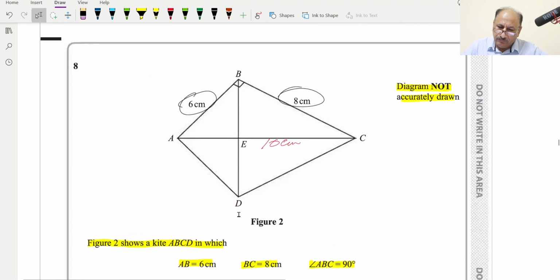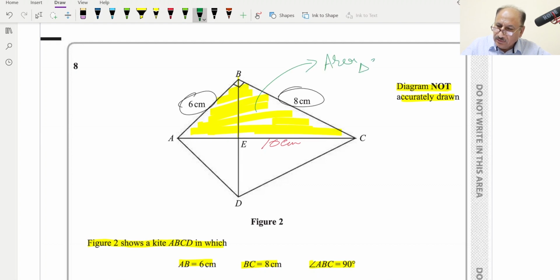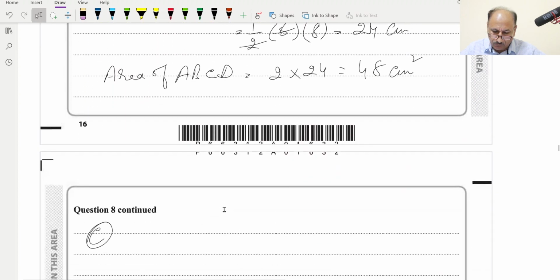BE, if we check, is this length BE, and for that we will consider this upper triangle. The area of this triangle is equal to 24 centimeter square, which we have already calculated. So we will find this height of the triangle. Base we already have, which is 10 centimeter.